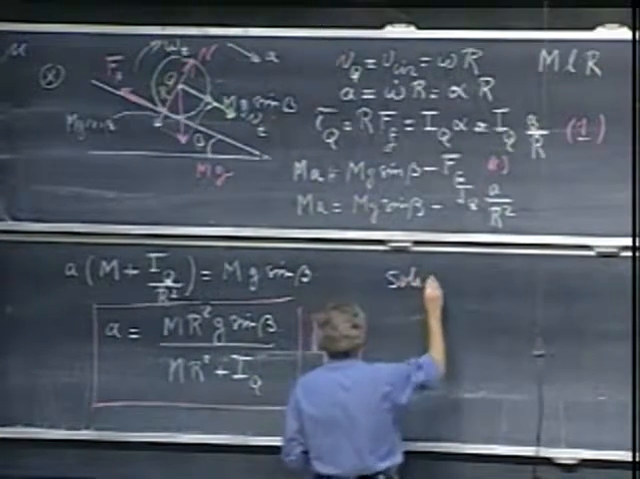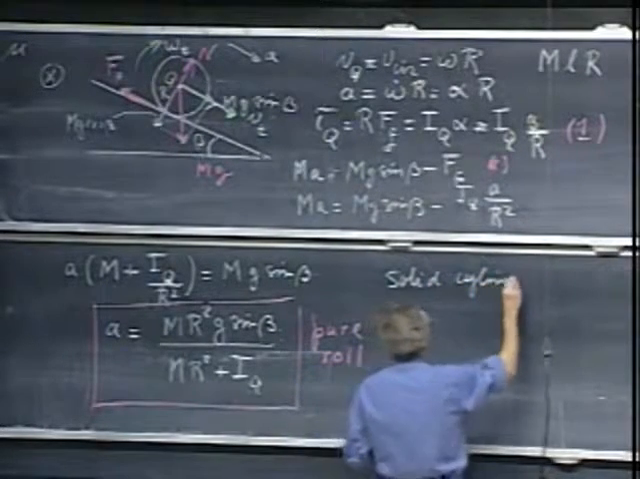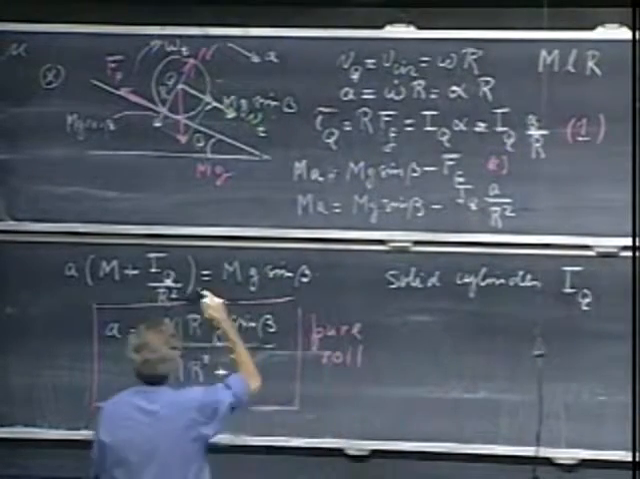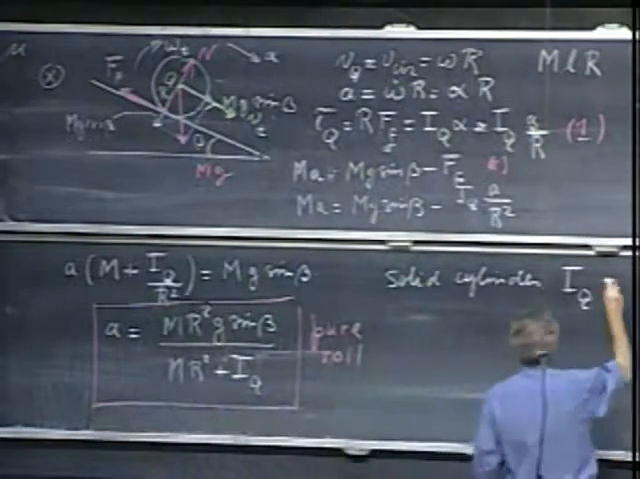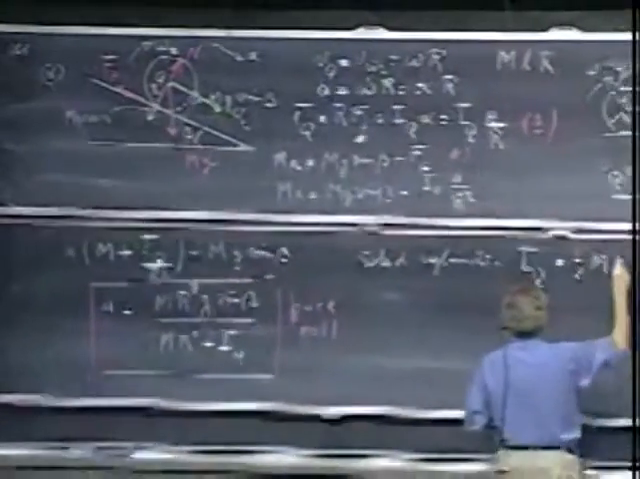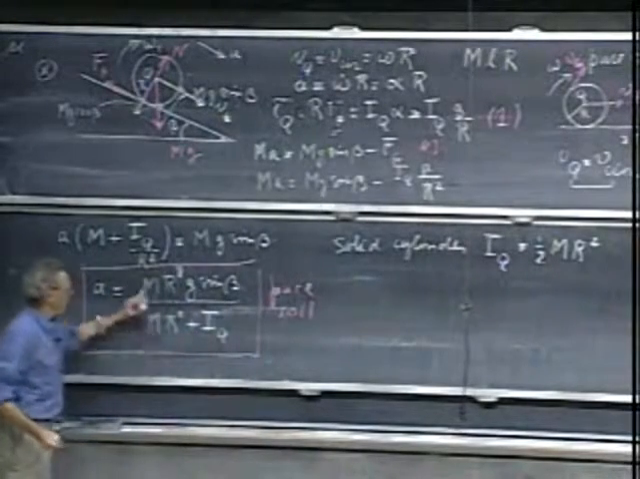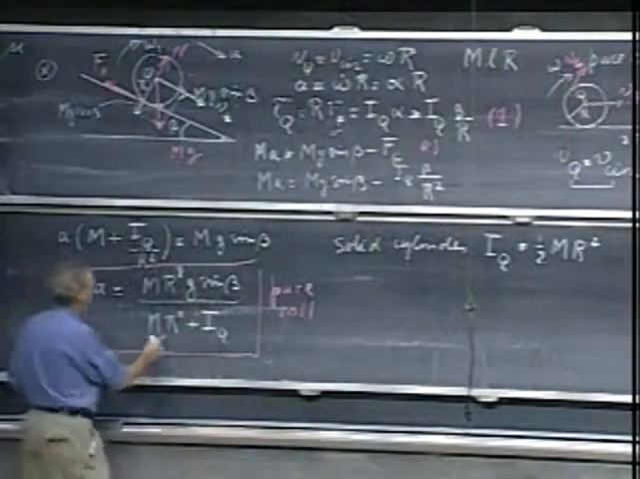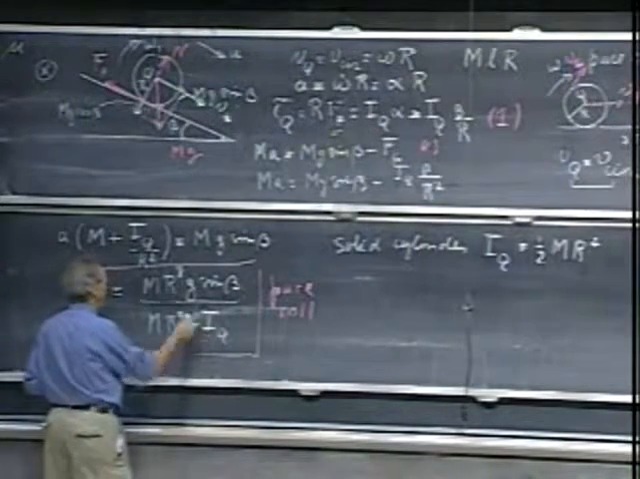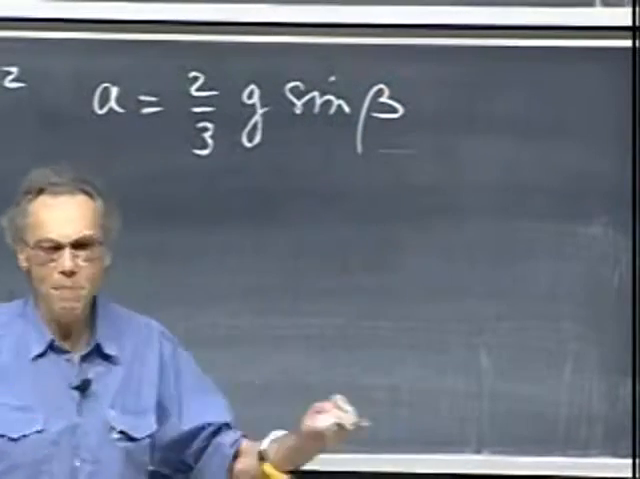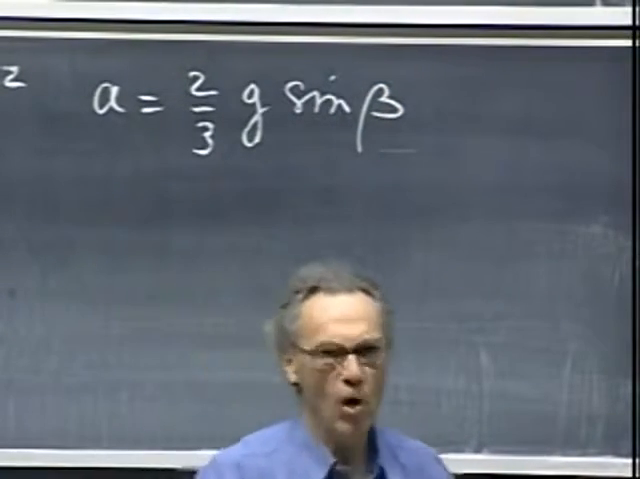If we have a solid cylinder, then the moment of inertia about this axis through the center of mass, which I've called Q, equals 1/2 mr squared. And if I substitute that in here, notice that all my mr squares go away. I get 1 plus 1/2, which is 1.5, upside down becomes 2/3. So A equals 2/3 times g times the sine of beta. There is no M, there is no L, and there is no R.